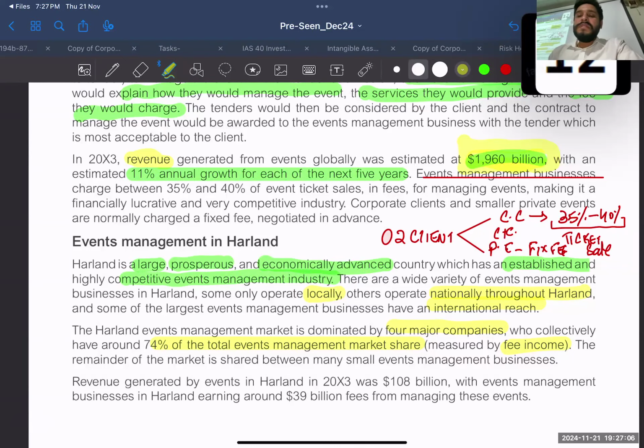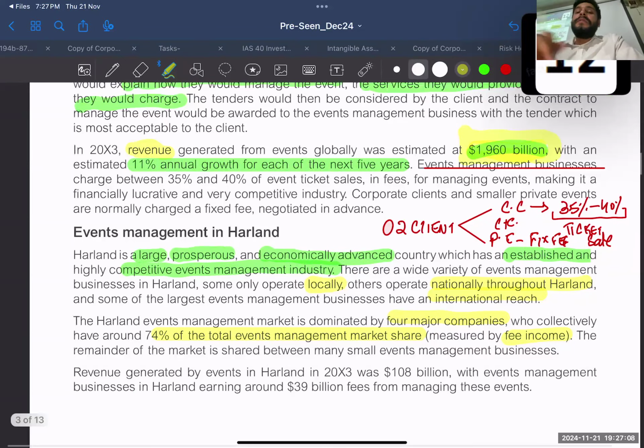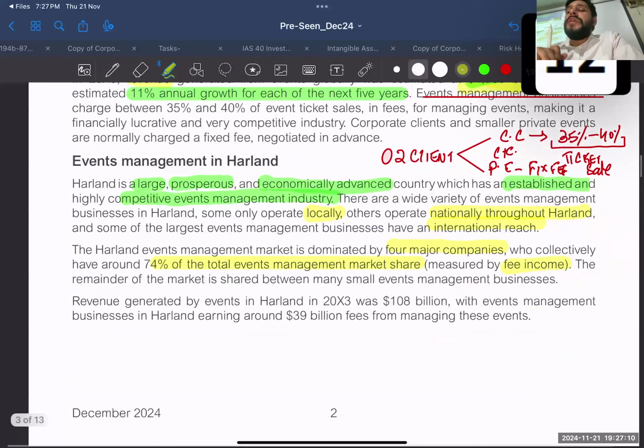Okay. Then it says, the remainder of the market is shared between many small event management businesses. Now we need to know whether these four companies are large enough to have some international presence as well. Or are they internationally recognized or rewarded companies? If yes, then our competition is going to be more and more in comparison to us. I don't know if we are an international player or not.